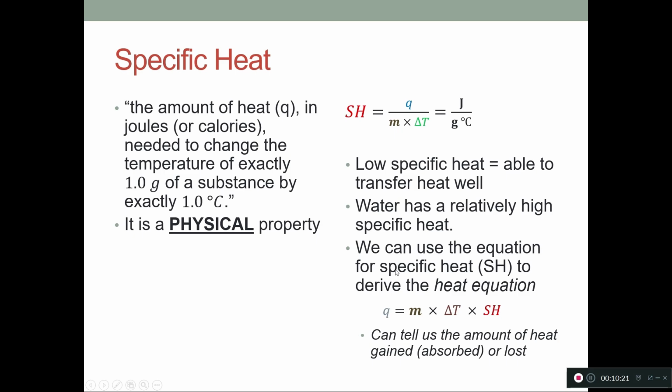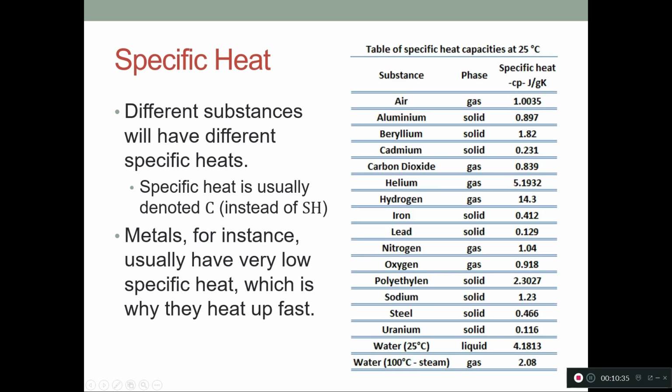And so we can use this equation for the specific heat to derive the heat equation, which is this. So if we want to know how much heat is being transferred from something, we can use this formula right here. Different substances will have different specific heats. These are physical properties of these substances. And specific heat, we've been calling it SH. It's usually denoted C, quite often C with a subscript P. And so what we see, like I said, is that these different substances can have different specific heats. So air, for instance, is 1.0035, aluminum 0.897. We can go down here to water. That's the 4.18, and then this has 1.3 here.